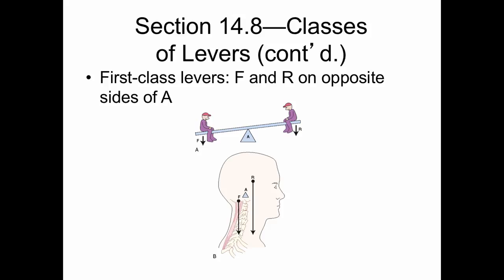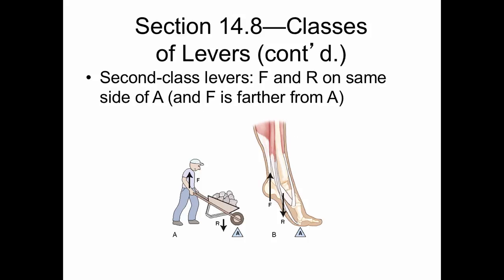First-class levers involve F and R on opposite sides of A. The extensor musculature acting on the head is an example of a first-class lever. A second-class lever is F and R on the same side of A, and F is farther from A. The toes provide the axis of motion for this action at the metatarsophalangeal joints.